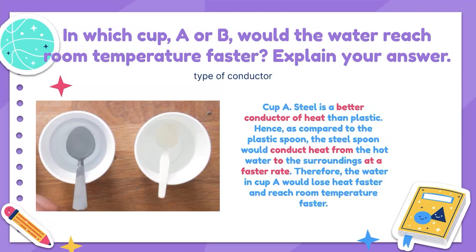Whenever you're explaining such types of questions, like comparison questions, it's always important to state which material is a better conductor of heat, where it's conducting heat from and where it's conducting heat to, and whether it's at a faster rate or a slower rate. I have made the keywords in red color so that it's easier to view.